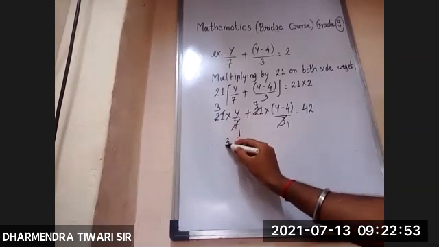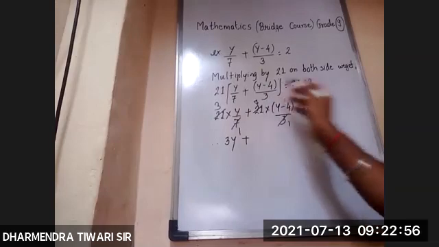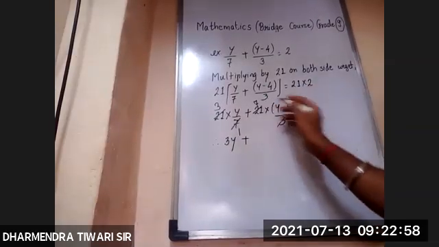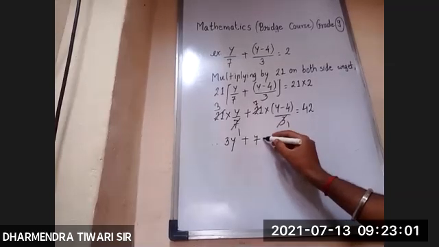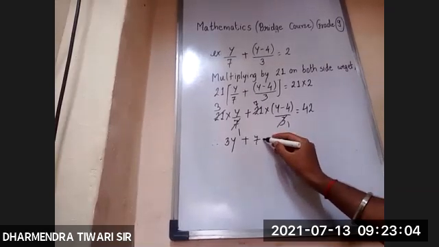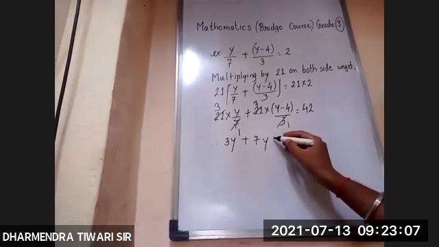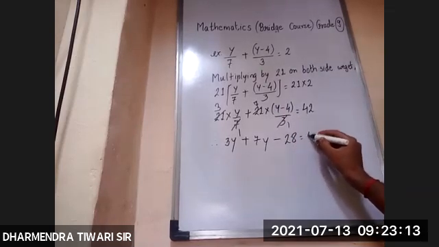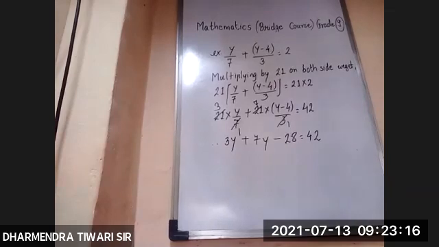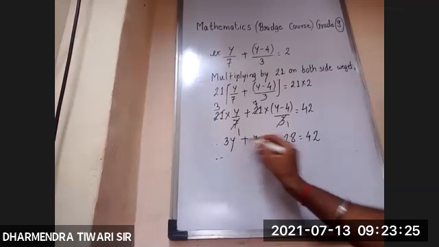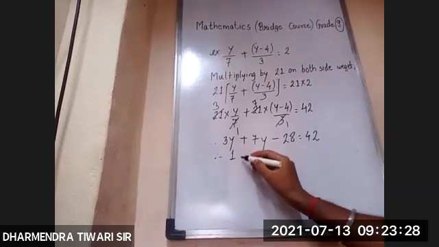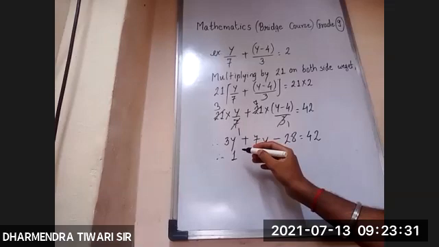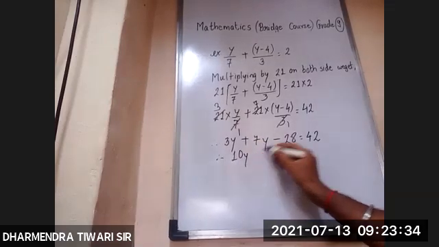Therefore, 3 into y is 3y plus 7 multiplied to y. You can do this in bracket or you can just open a bracket. 7y minus 7 fours are 28 is equal to 42. So this step is very, very clear to you. Now, 3y plus 7y, as they are of the same form, means having a same common variable y. So this is 10y minus 28.